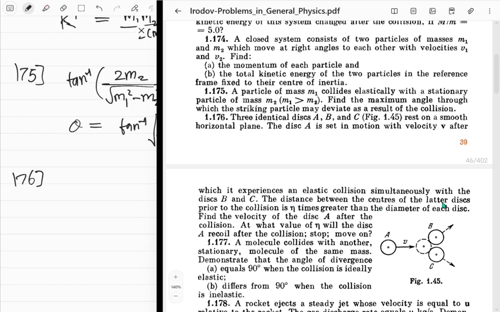The distance between the centers of the latter discs, so B and C, prior to the collision, is eta times greater than the diameter of each disc. Understandable. Right. Find the velocity of the disc A after the collision. At what value of eta will the disc A recoil?